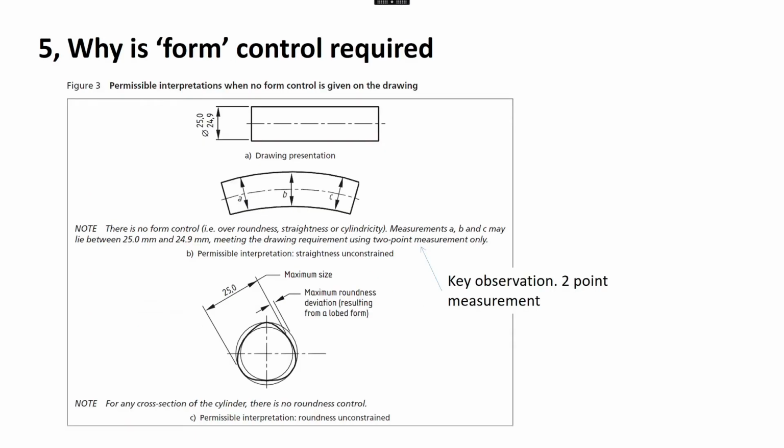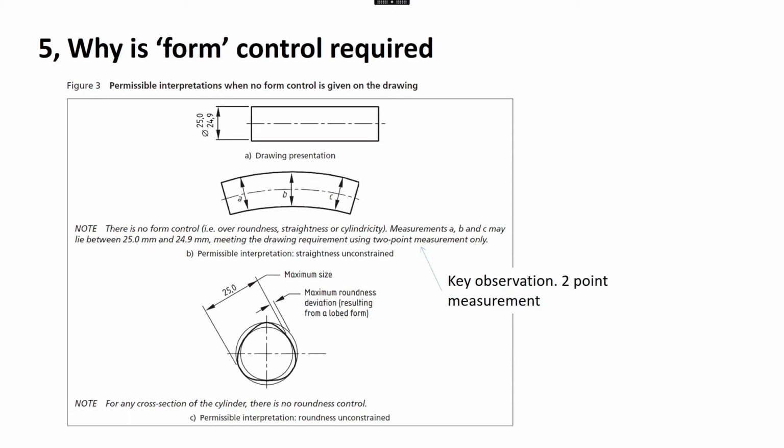Okay, so why is form control required? Taking this example again from one of the ISO standards. On this particular one, we do need form control. If this was ASME, you wouldn't need form control because we'd have an envelope of perfect form.